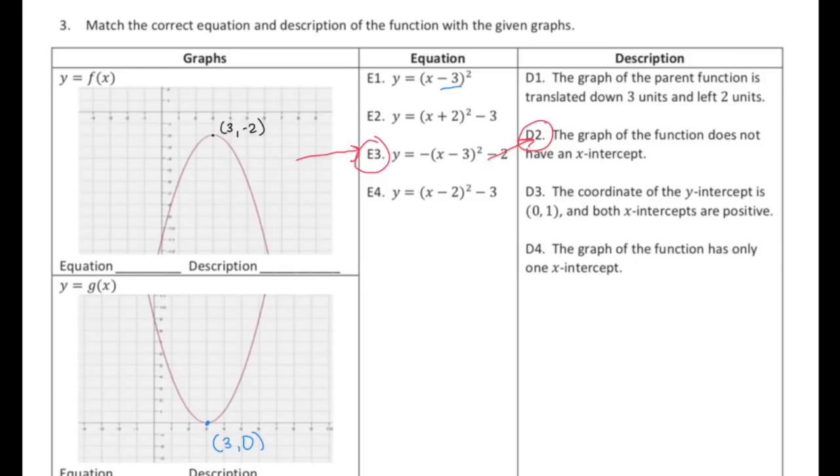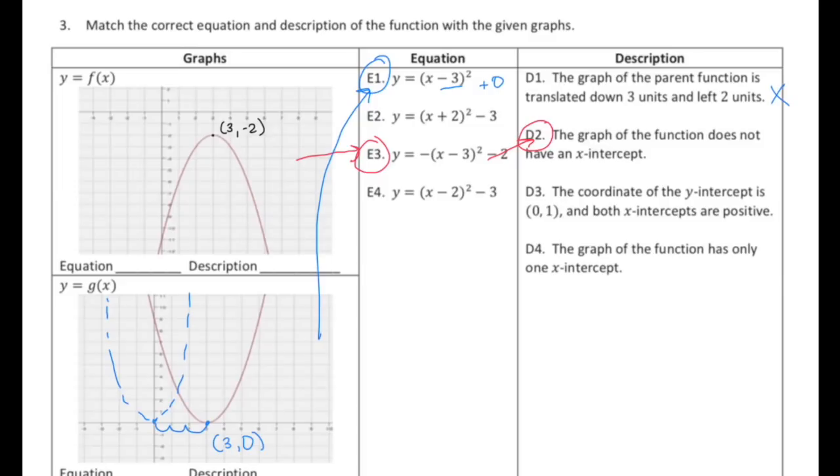Now I'm going to move on to my next graph. Again, you can pause at any time. Here's a vertex, 3, 0, and it is a minimum. Now, I'm going to say that the equation is going to be E1 because I'm adding 0 to this, so my y value is going to be 0, and my x value, it's already in vertex form, is going to be a +3.